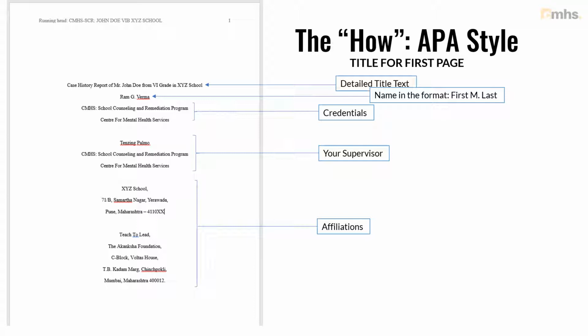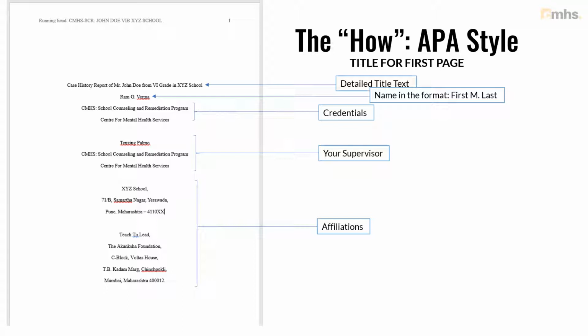Now here's a wonderful example. Over here, there's the title page of the document. There's the first page that goes in. You can see the page number on the document, which is 1. Now, let's start from the very top. On the very top, you have running head, CMHS CR, John Doe 6B, XYZ School.